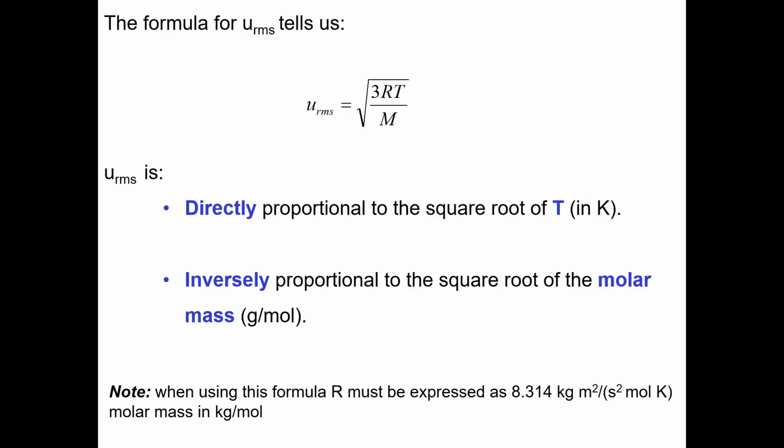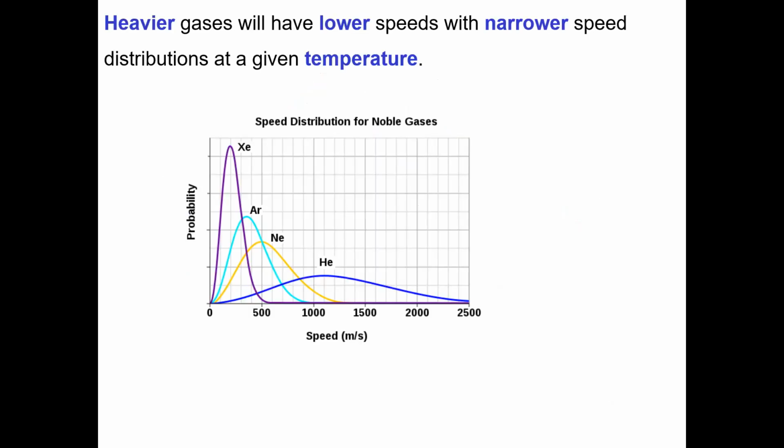So let's take a look at the formula for root mean squared speed. The root mean squared speed formula is telling us that as the temperature goes up, the speed will go up. It's also telling us that as the molar mass goes up, if everything else is constant, then the speed will go down. That is, the root mean square speed is inversely proportional to the square root of the molar mass, but it is directly proportional to the square root of the temperature.